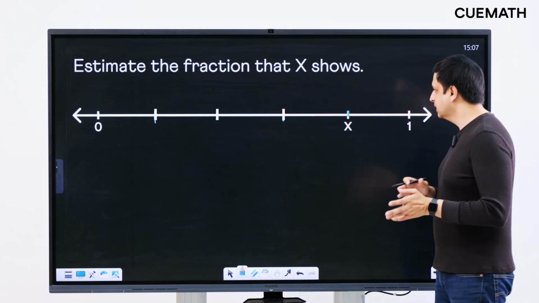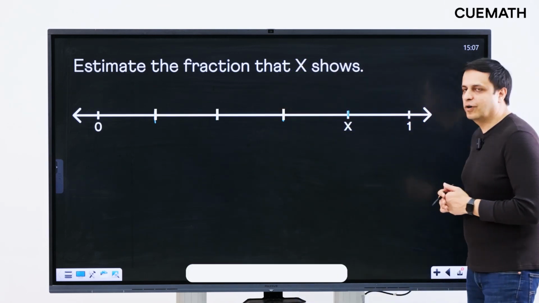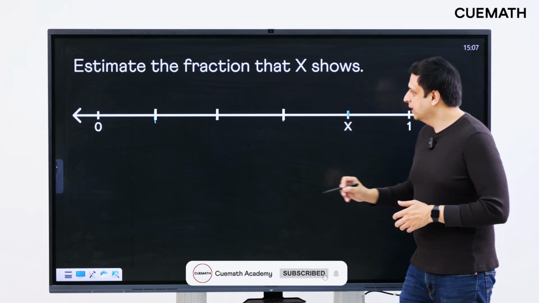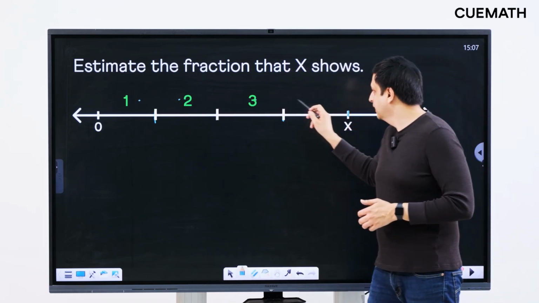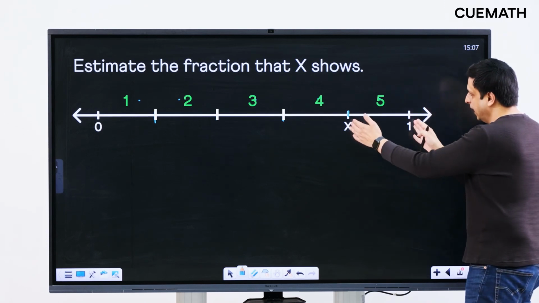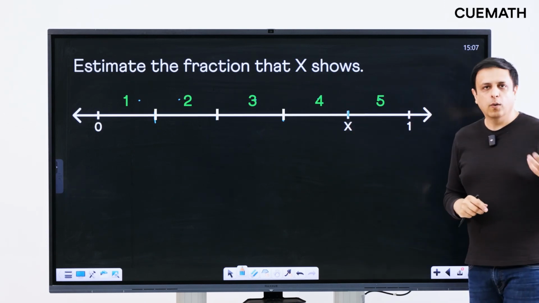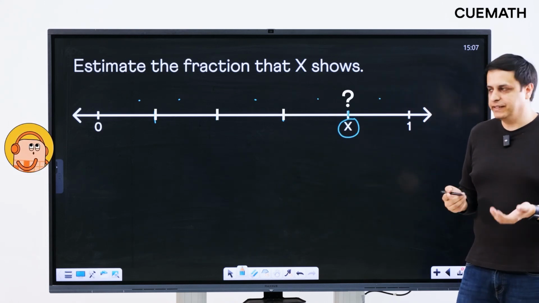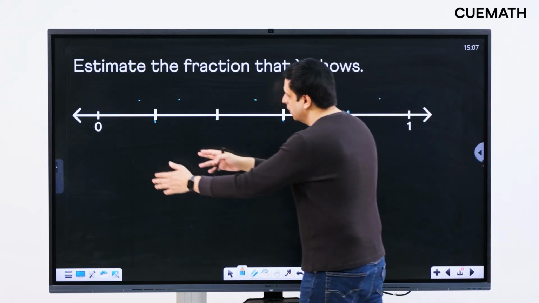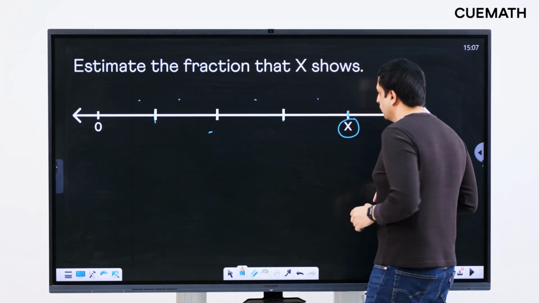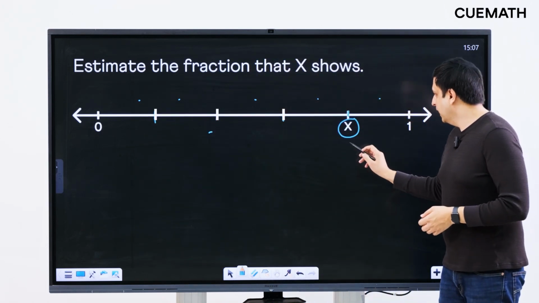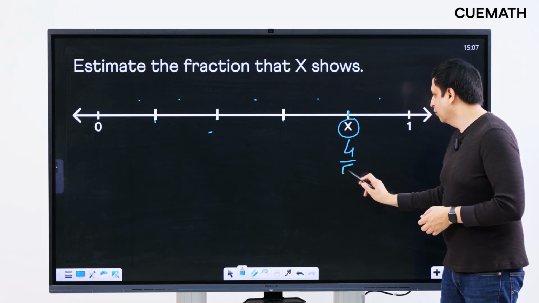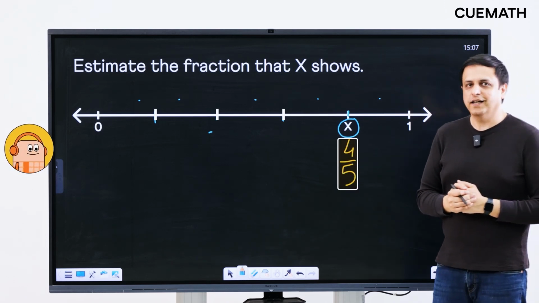So I've drawn my marks, and now I can see that the distance from 0 to 1 is being divided into 1, 2, 3, 4, 5 equal parts, and this part here was one of those 5 equal parts. So what do you think this point x represents? Well, this point x is 1, 2, 3, 4, 4 parts away from 0. So x should be the fraction 4 over 5. So that's our answer.